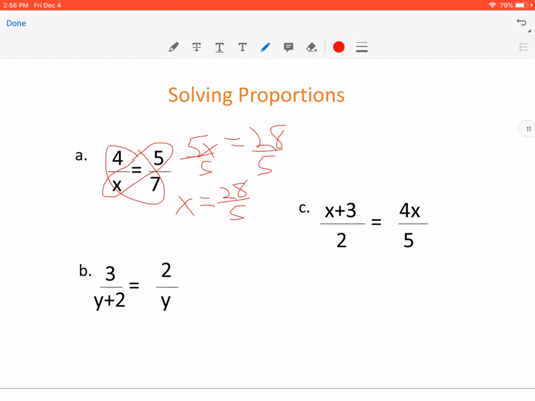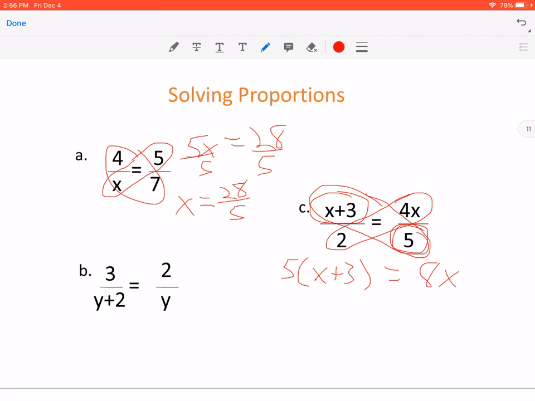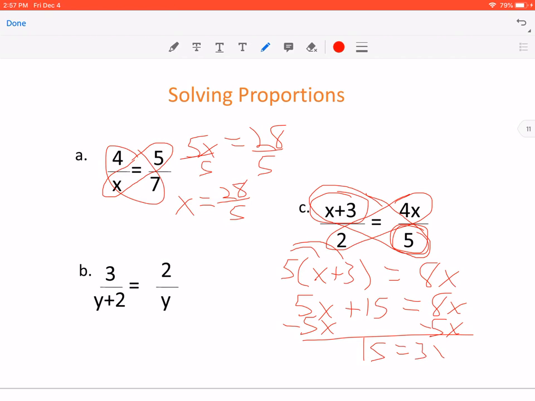Now, where it's going to change, and you're going to see problems like this with triangles and other shapes, you're going to get proportions like this. We need to multiply this 5 by this binomial. So it's 5 times x plus 3 in parentheses equals 4x times 2. 4x times 2 is 8x. So don't forget the distributive property. 5 times x is 5x. 5 times 3 is 15. Equals 8x. And again, I would bring the 5x over with the 8x. Now you get 15 equals 3x. And divide by 3. 15 divided by 3, x is equal to 5.